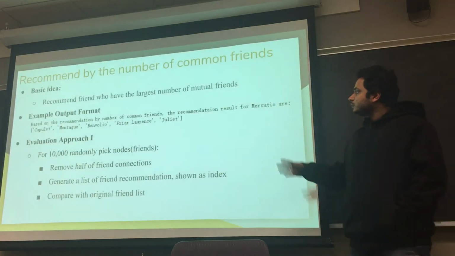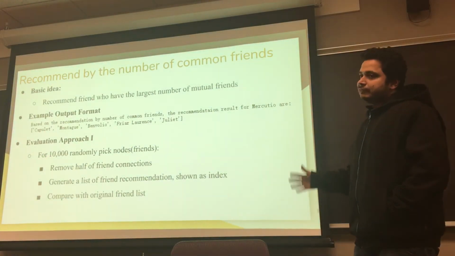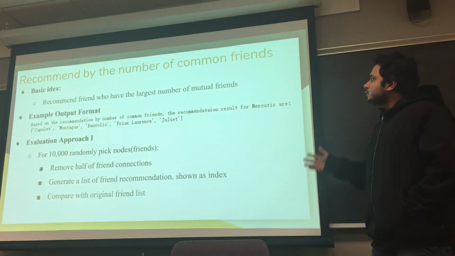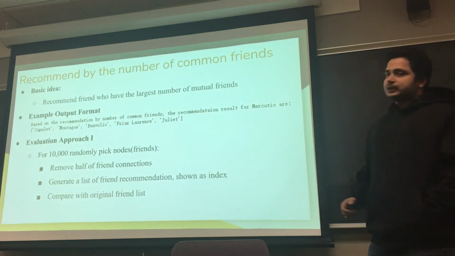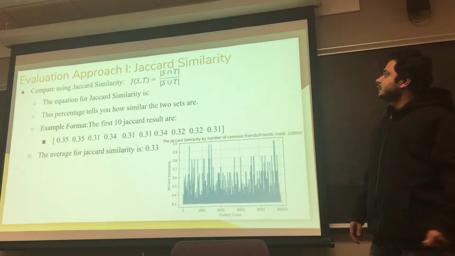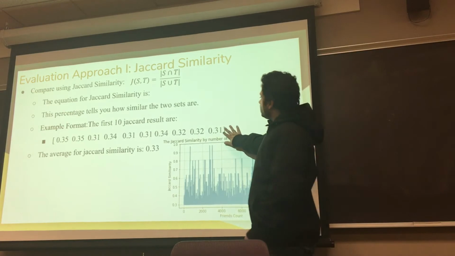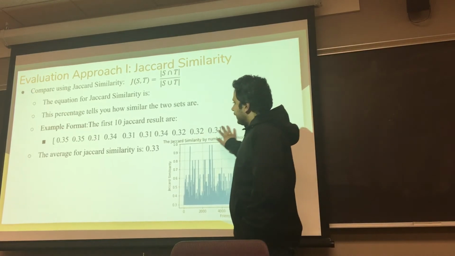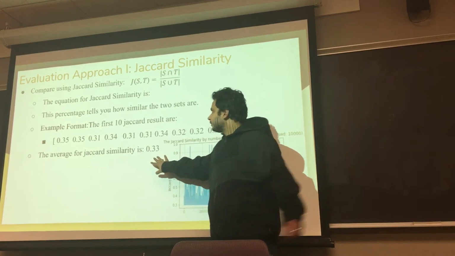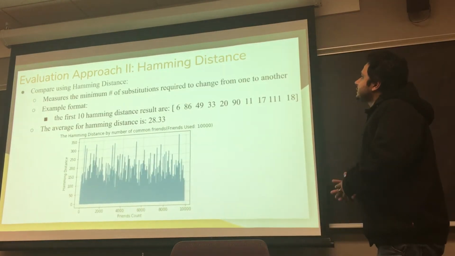So I'm going to talk about the first algorithm. Over here, we are recommending friends on the basis of their number of mutual friends. To evaluate our algorithm, we are using 3 approaches. The first one is Jaccard similarity. These are the top 10 results for our algorithm run, and for our data set we found the average Jaccard similarity is 0.33. The second approach is Hamming distance.